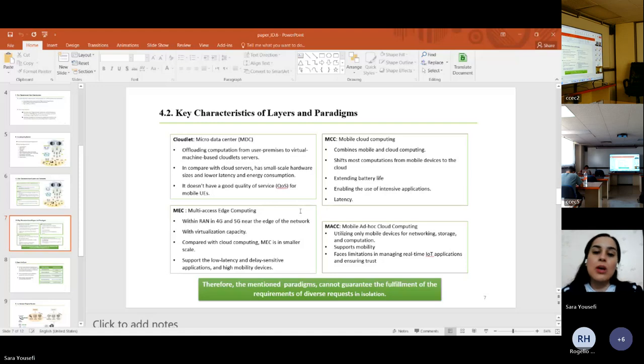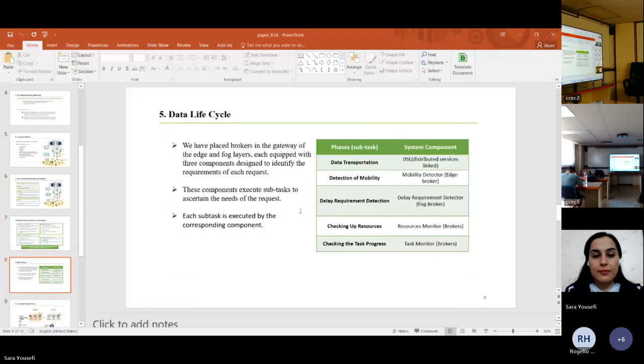So considering the strengths and weaknesses of computing paradigms, we concluded that these paradigms, when considered in isolation, cannot guarantee the fulfillment of the requirements of diverse requests. We define a data lifecycle for each request in any computing system for workload management, integrating the data flow from things to the appropriate computational infrastructure.